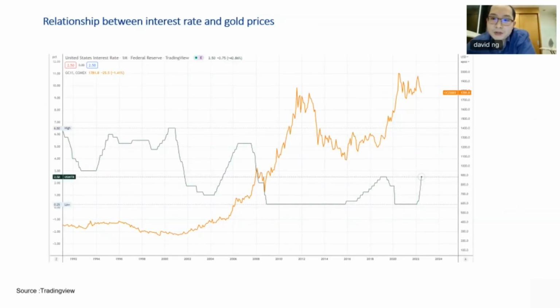Now, this is to show the relationship between interest rates and gold. Clearly you can see that when you have a high interest rate environment, gold tends not to benefit. When you have a low interest rate environment, normally it's quite beneficial for gold. So you can clearly see 2022 is the year where we are no longer in a low interest rate environment. In fact, we are in a high interest rate environment. So that's going to be a bit of pressure for the gold market. So it's interesting to watch.